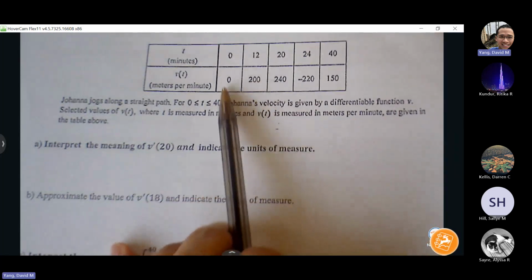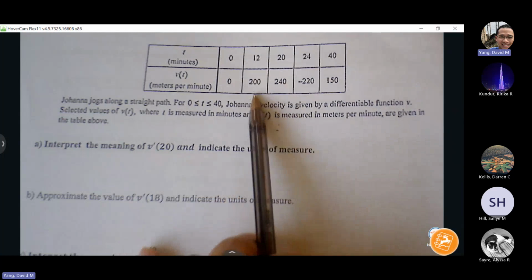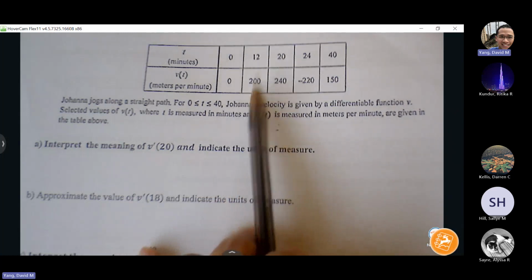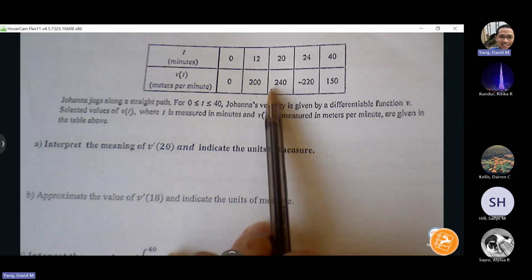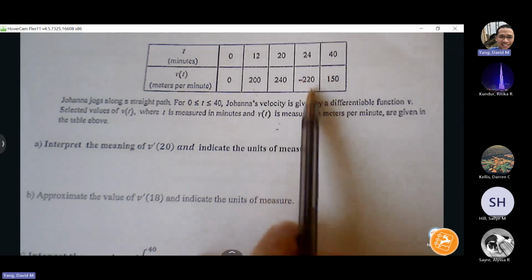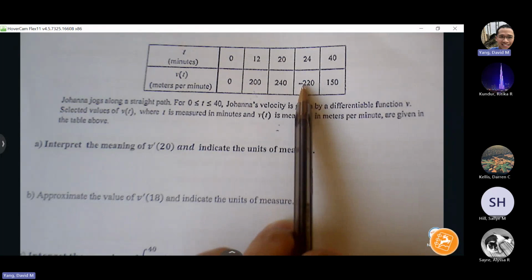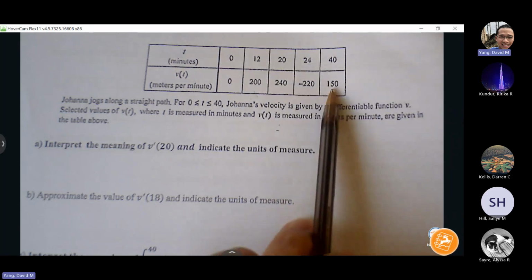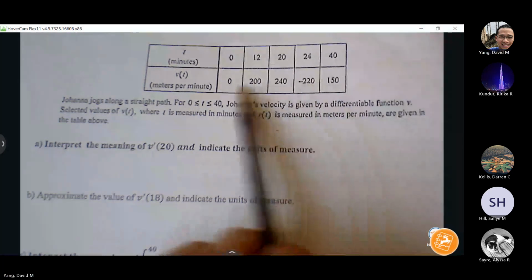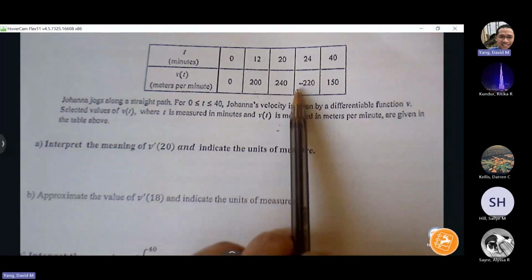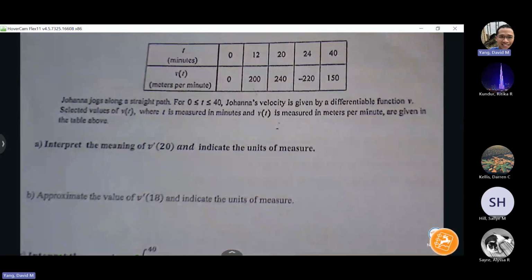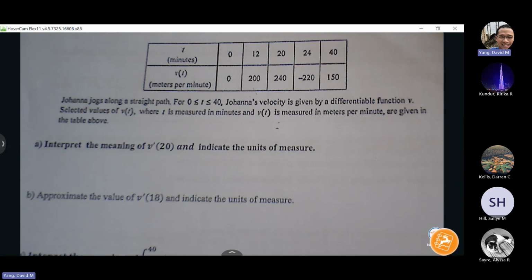At t equals 0 minutes, she hasn't started running yet. 12 minutes in, she's running at 200 meters per minute. 20 minutes in, she's running at 240 meters per minute. 24 minutes in, she's running at negative 220 meters per minute. What's happening here? She's going backwards, she's backtracking. And then at 40 minutes, she's going forwards again. It doesn't mean this is the only place she's going back, but we just have this limited amount of data. We know at the very least she's moving forwards, moving backwards, and moving forwards again.